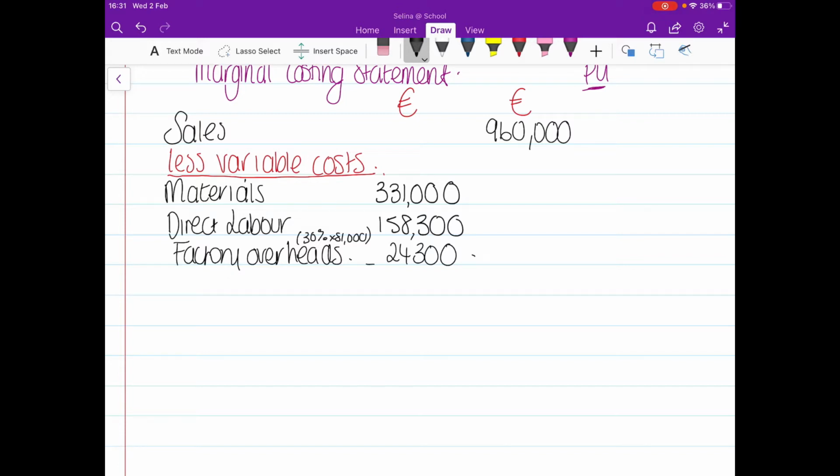I want you to add these up. I always get my students to add these up. I know that there is sales commission in there as a variable cost, but we'll keep that separate and I'll explain later in the question why we did that. So we're adding those 3 together. They're what I'd call your standard variable cost. That's 513,600. And then the last variable cost is your sales commission.